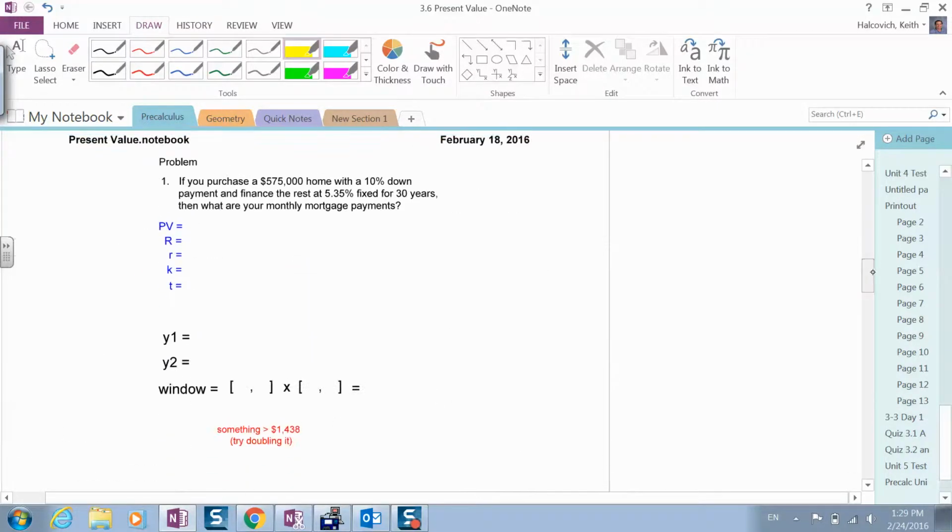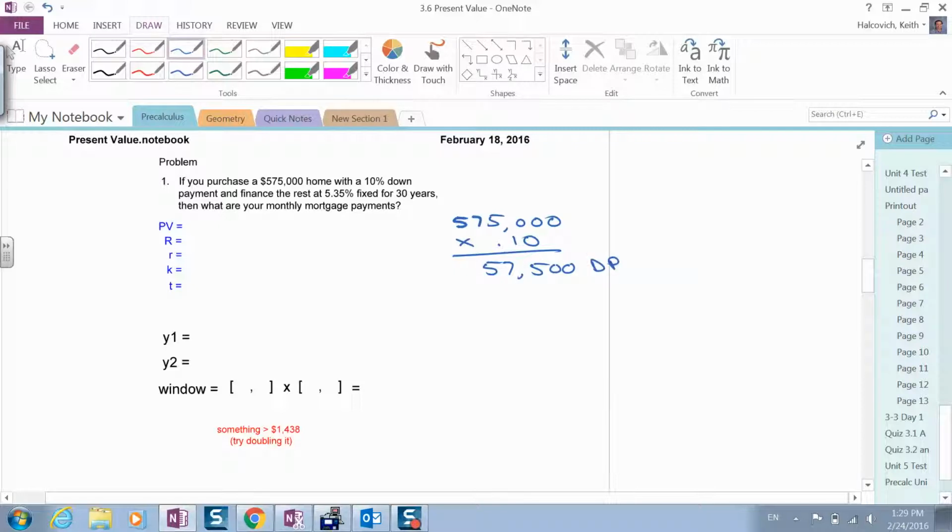So now for the first problem. You purchase a $575,000 home with a 10% down payment. So $575,000 times 10% will give you $57,500. That's your down payment. That's how much you put down.